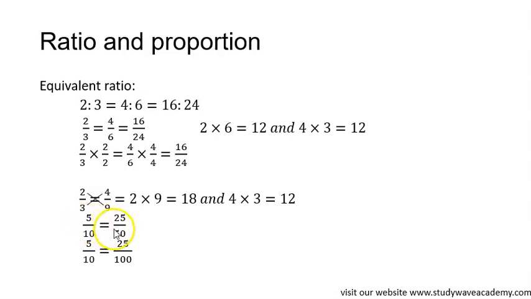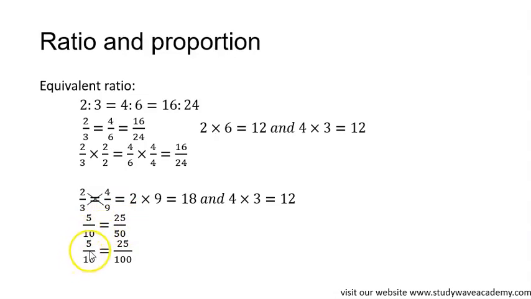If we cross multiply, let's see if it will be proportional. 5 times 50 is going to give us 250, and 25 times 10 is going to give us 250. So this is a proportional ratio. This ratio is equal with this ratio, okay? This ratio is equivalent to this ratio. Do you understand what I mean?